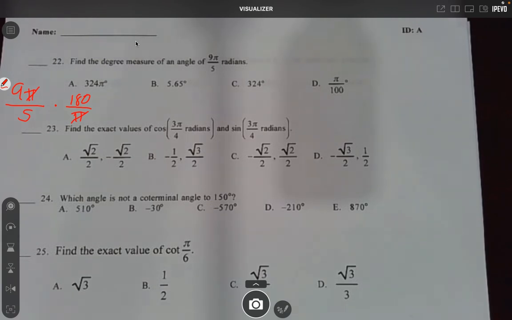And what is that? It should be 324. And notice your pi's canceled out. See how that's the wrong answer? The whole point of going from radians to degrees is to get rid of the pi. So any answer that has pi in it is wrong. Going from degrees to radians, you're going to have a pi in your answer.